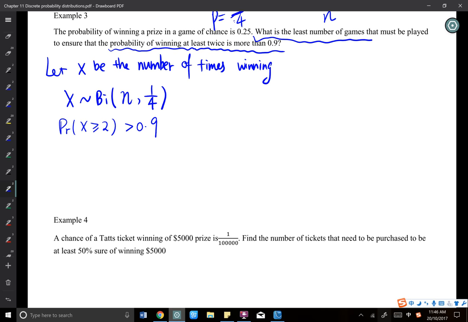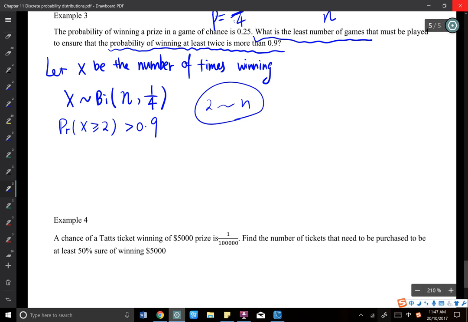Tell me, greater than or equal to 2, what can X take? 2, 3, 4, what's the upper limit? 2, 3, 4, 5. Why can't you say up to what? What's the problem? I don't know how many times I've played. So it's 2 to n. It's 2 to n that is the possible numbers you can take.